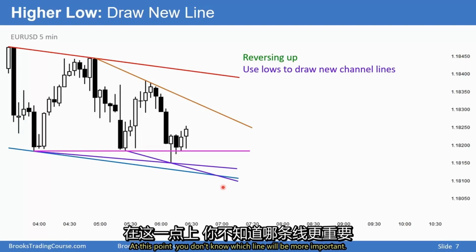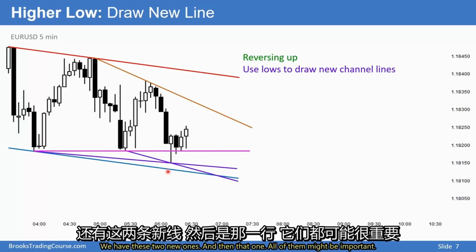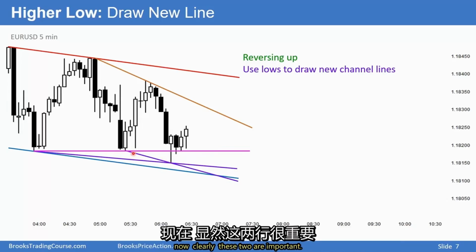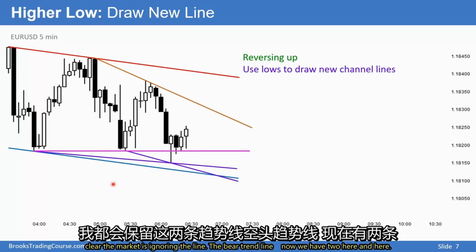At this point, you don't know which line will be more important. And now we have 4 lines below. We have this one, we have these 2 new ones, and then that one. All of them might be important. Right now, clearly, these 2 are important, but I leave all on until it's clear that one or more is no longer important, until it's clear the market is ignoring the line.